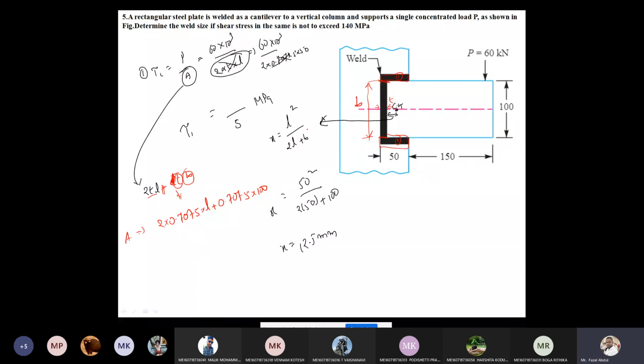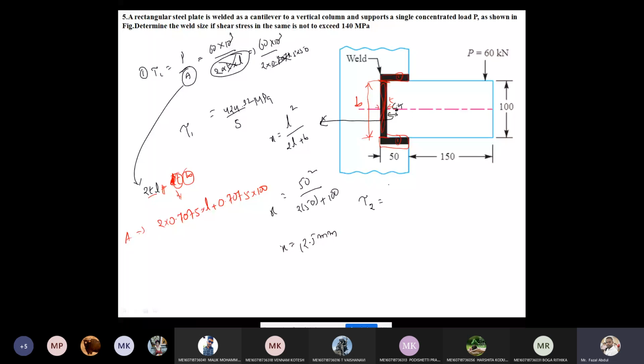And for this figure, from here to here, the area is B into throat thickness. That is T into B. T value is 0.707 into S and B value is 100. Now what is the answer for primary shear stress? 424.32 megapascal. Very good, in terms of S. Now secondary shear stress we have to calculate.